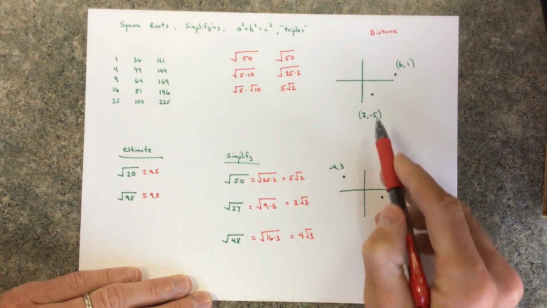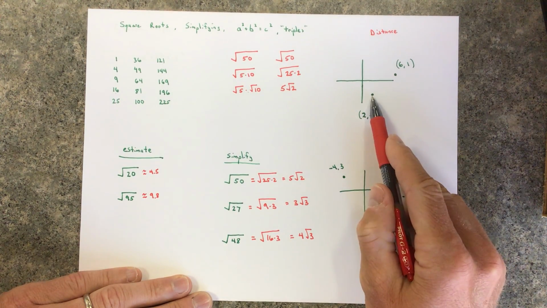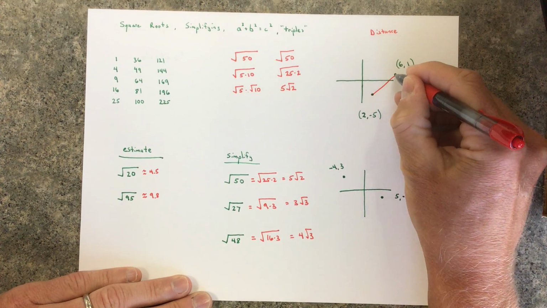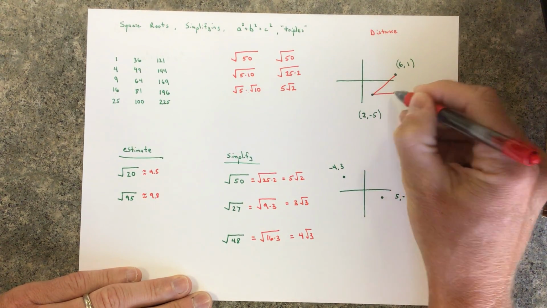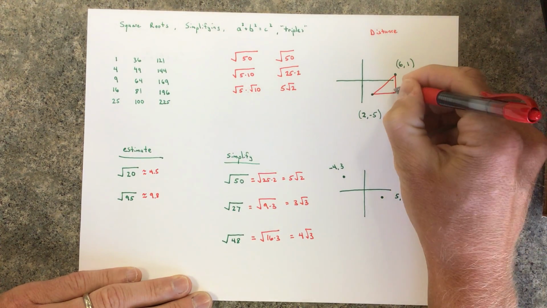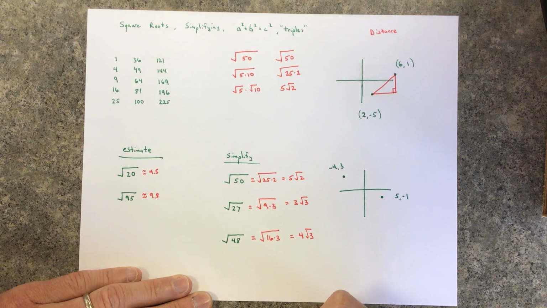So let's say I have the coordinate 2 comma -5, this guy, and the coordinate point 6, 1, and I wanted to know this distance. Well, we've shown in class that that distance is the hypotenuse of a right triangle. We know the x and the y coordinate system, vertical and horizontal, form a right angle.